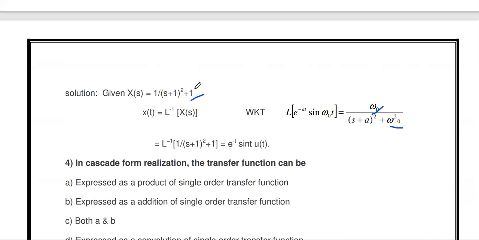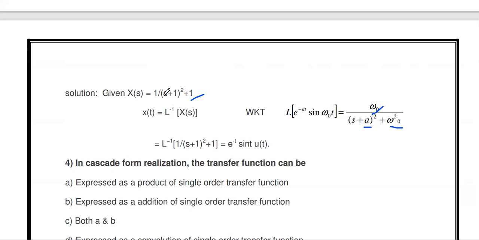So omega naught value is 1. And in the place of a, that is s plus a the whole square, here s plus 1 the whole square. So in the place of a, what is the 1? A is equal to 1. So that's why this is 1 divided by s plus 1 the whole square plus 1.